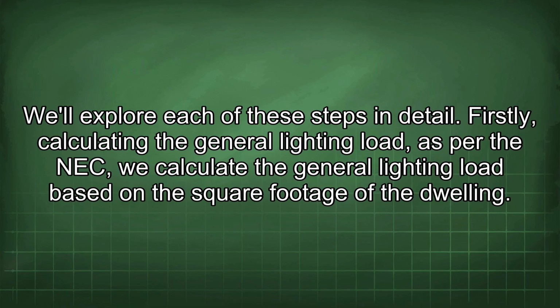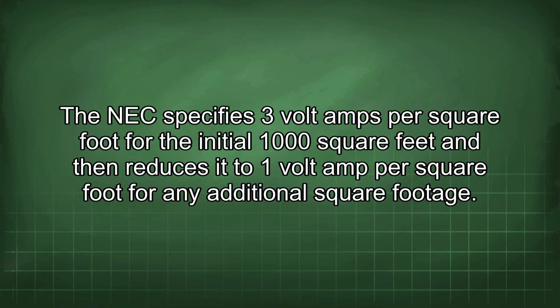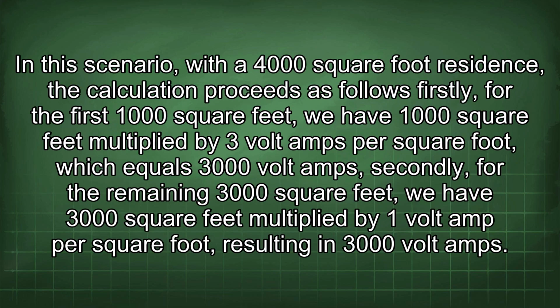Firstly, calculating the general lighting load. As per the NEC, we calculate the general lighting load based on the square footage of the dwelling. The NEC specifies 3 volt amps per square foot for the initial 1000 square feet and then reduces it to 1 volt amp per square foot for any additional square footage. In this scenario, with a 4000 square foot residence, the calculation proceeds as follows.